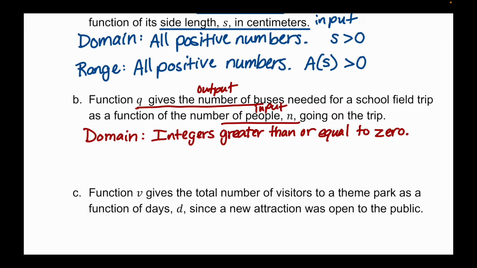Okay, the range is essentially going to be the same thing. It's going to be whole numbers. You can't have a fraction of a bus. Even if a bus is a different size, bigger or smaller, it's not going to be a fractional amount. It's whole numbers only. And if 0 people are going, then 0 buses are needed. So I would also argue for this one that it's integers greater than or equal to 0.